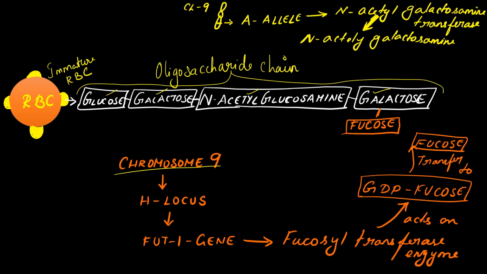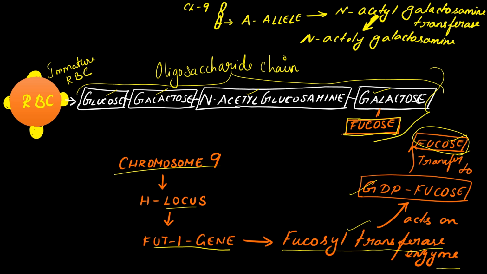From chromosome number 9, there is a location called the H locus. In that, they are going to have a gene called the FUT1 gene. That gene will produce the fucosyl transferase enzyme, and this enzyme will act upon GDP fucose and transfer fucose to this galactose. Can you see this fucose is transferred to the oligosaccharide chain.